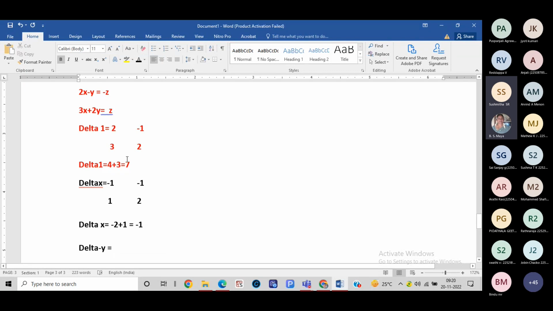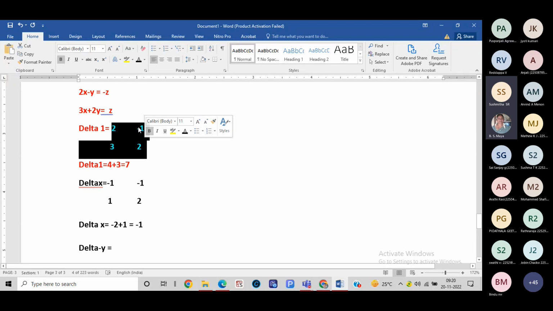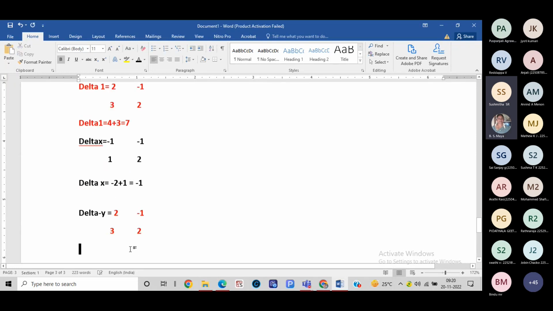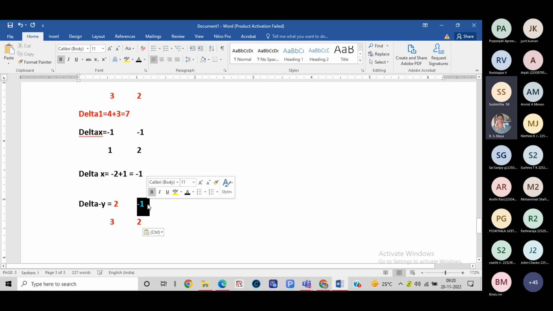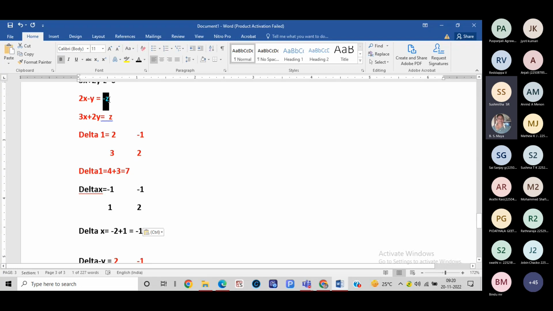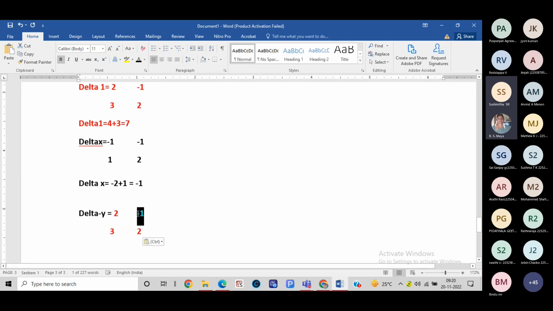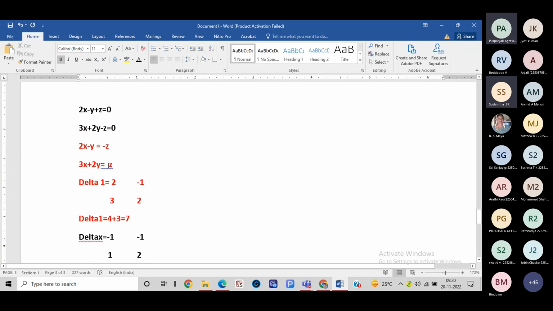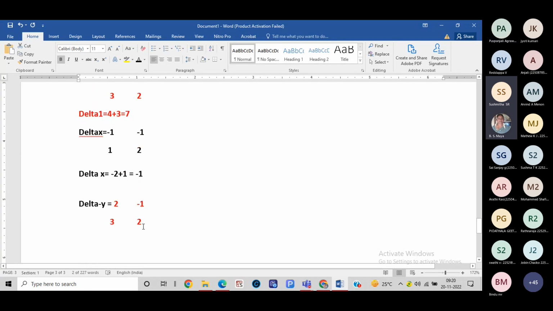To find delta y, I should copy the delta first. In that, in the y place, I have to replace. What is the y place? This one, right? Yes, ma'am. Replace with the z value, they have -1. This 1 will be replaced by what? -1 for the z value. Yes, ma'am, the z is 1. That 1 will be replaced with this one. Any doubt? No, ma'am.